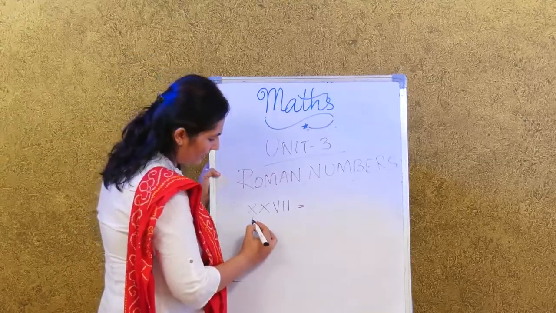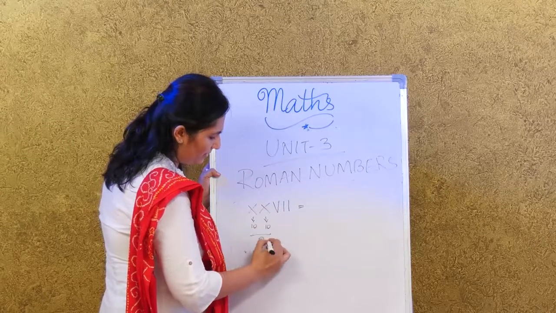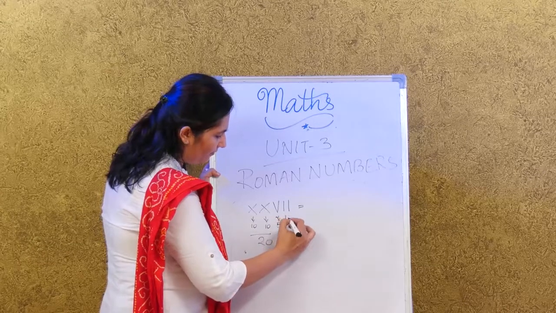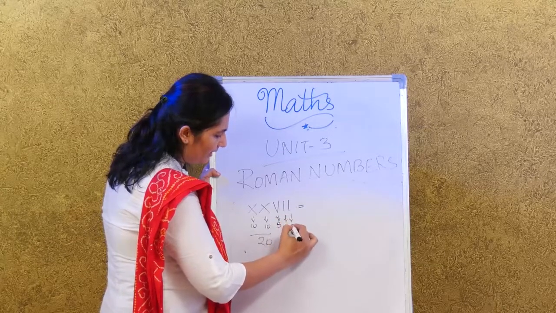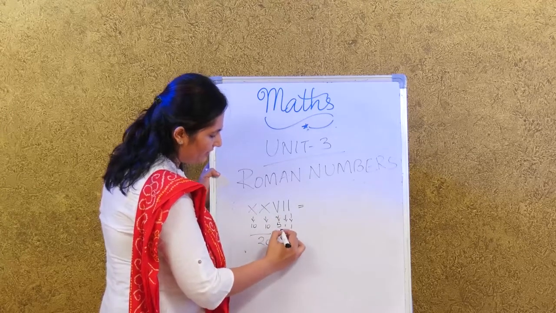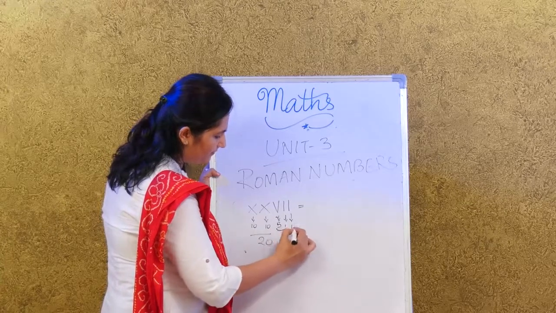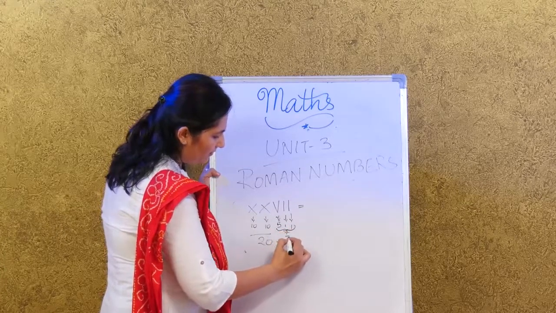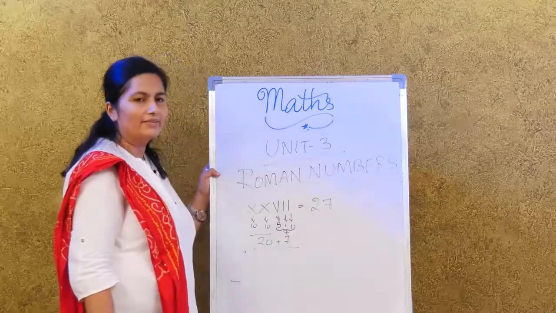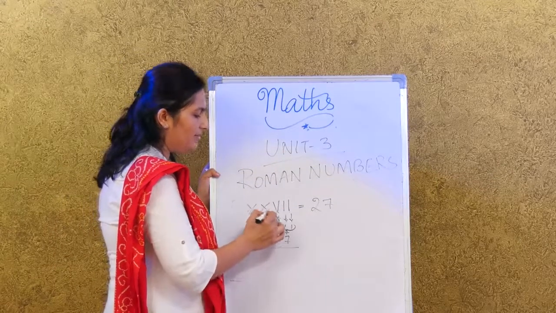So, this has the value of 10, x has the value of another 10, that should be 20, and then this has the value of 5, this has the value of 1, this has the value of 1. So, this should be 5 and 2, that is 7. This is 7. So, 20 plus 7 is 27. Alright, we got it. So, 2x, that is 2 tens, and then a 7.